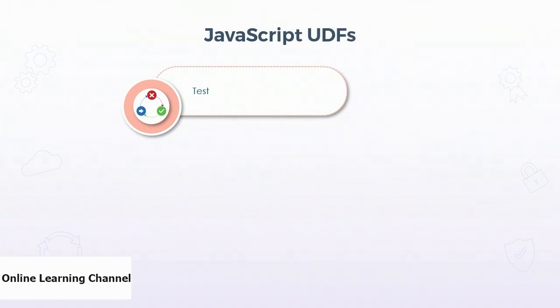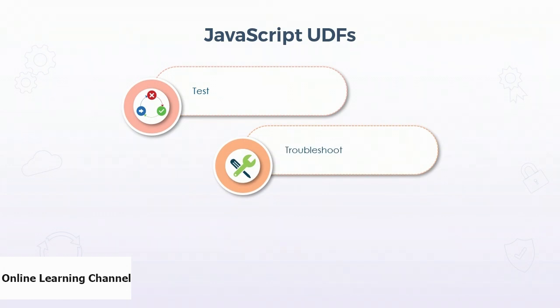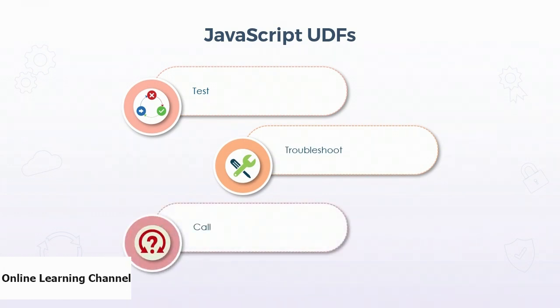So how do you test your JavaScript user-defined functions? Unfortunately, Azure Stream Analytics doesn't support isolated testing of JavaScript UDFs. But since they're simply JavaScript, you can test their logic in a browser. Then, once you're finished troubleshooting the UDF, you can add it to your Stream Analytics job and call it via your query by appending UDF to the front of your JavaScript UDF's name.